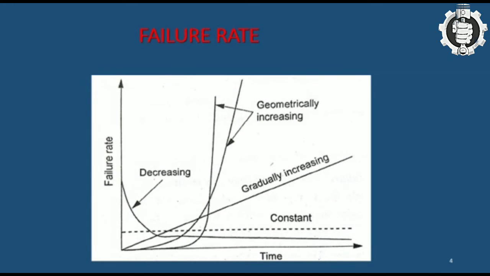Here you can see that the first case is the rate of failure is decreasing. Here the graph is plotted between the failure rate and the time. So here you can see that the failure rate is decreasing. It's the first case. The second case is the failure rate remains constant, and the third case is the failure rate keeps increasing. Here you can see three graphs for the failure rate increasing. Here there are two geometrical profiles, and here is a linear profile.